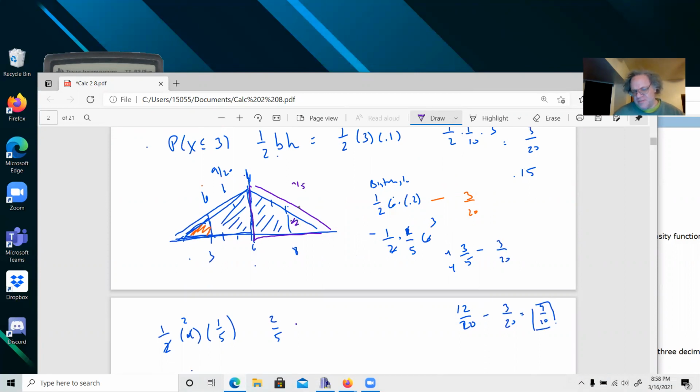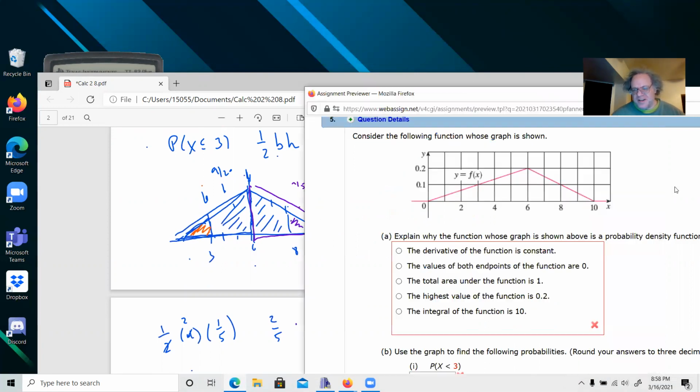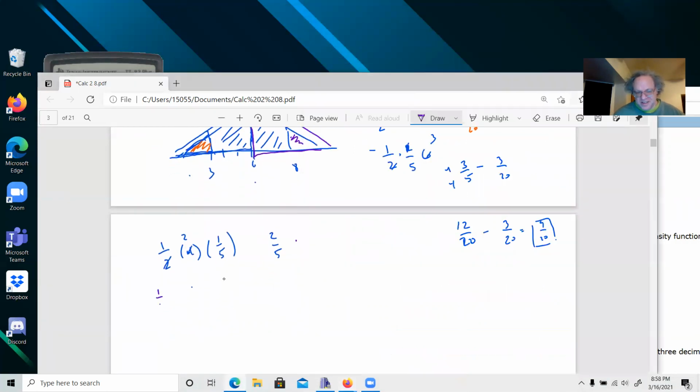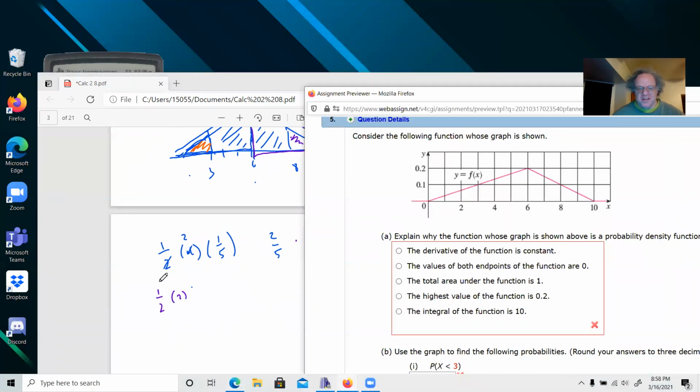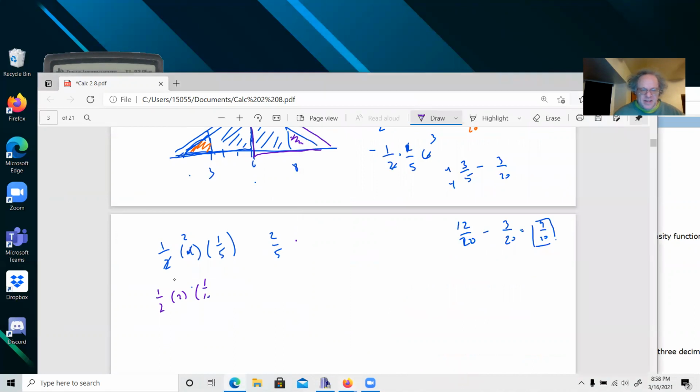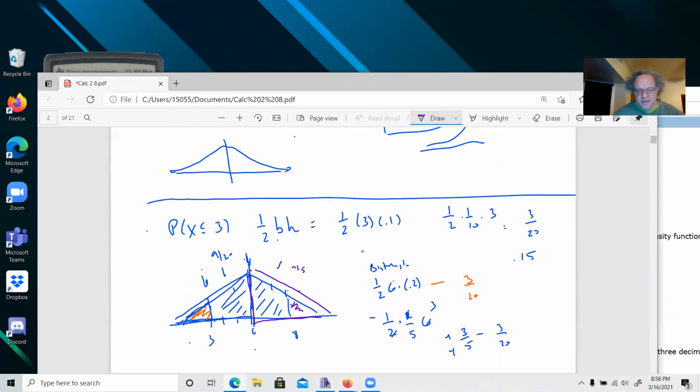Now we're going to subtract off this little guy here. All right. So from 8 to 10, that base is 2. And what's my height here? It's 0.1. Right? So those are going to cancel. We just end up with 1/10. So we have 2/5 minus 1/10, or 4/10 minus 1/10, which is 3/10. So this bit in here, that's 3/10.